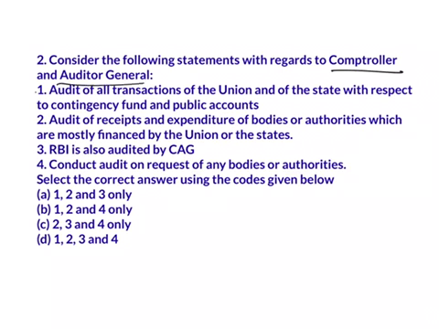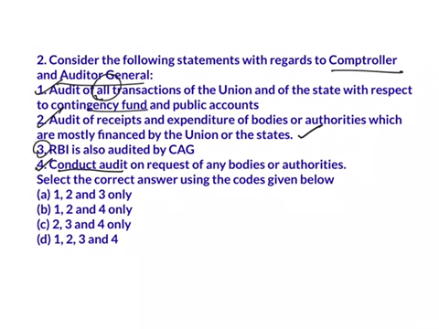The first statement is correct because CAG audits all the transactions of the Union and of the states with regard to the contingency fund and public accounts. The second statement, audit of receipts and expenditures of bodies or authorities which are mostly financed by the Union or the states, is also correct. And the fourth statement is also correct because it conducts audit on request of any bodies or other authorities.